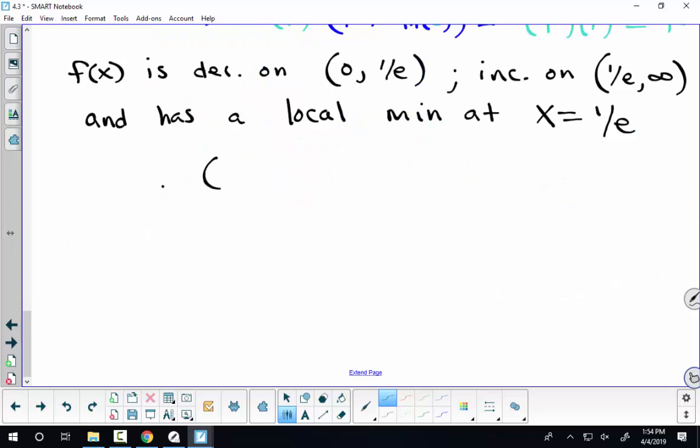And so if we looked at the chart for f, if you want to reference that, the chart for f, we have 1 over e. The function is decreasing, and then it increases. So there's our local minimum.